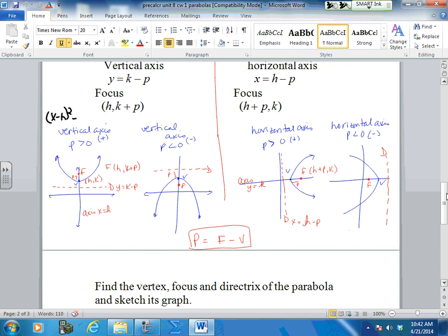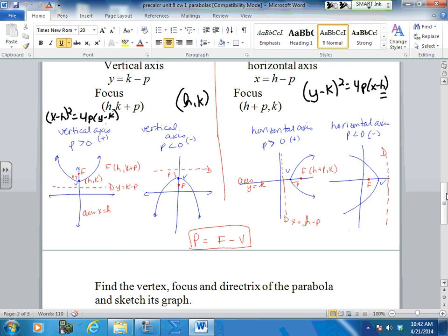let's just rewrite this. Remember your vertex is the HK thing. H is always associated with the X. Notice, even if it's on the side, even if it's on this side, the X is here. Notice that the H is always with the X, the K is always with the Y. And your vertex point always falls HK.